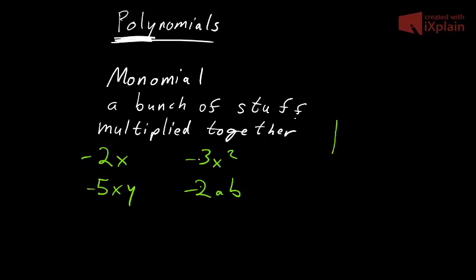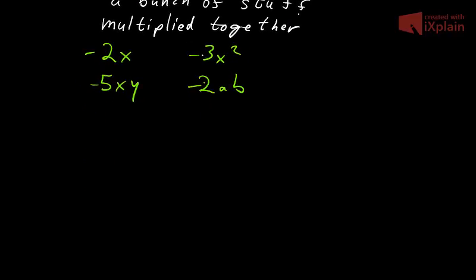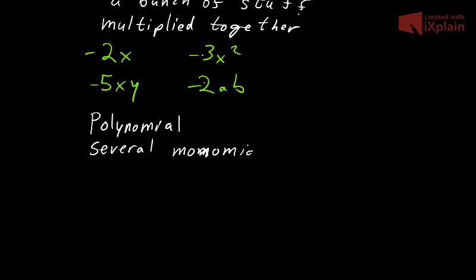What a polynomial is, let me move this down, awesome. So a polynomial, I'll go back to white, just so we're keeping some sort of color scheme here. So what a polynomial is, is several monomials added together. So a polynomial is when you get a bunch of these monomials and you add them together.